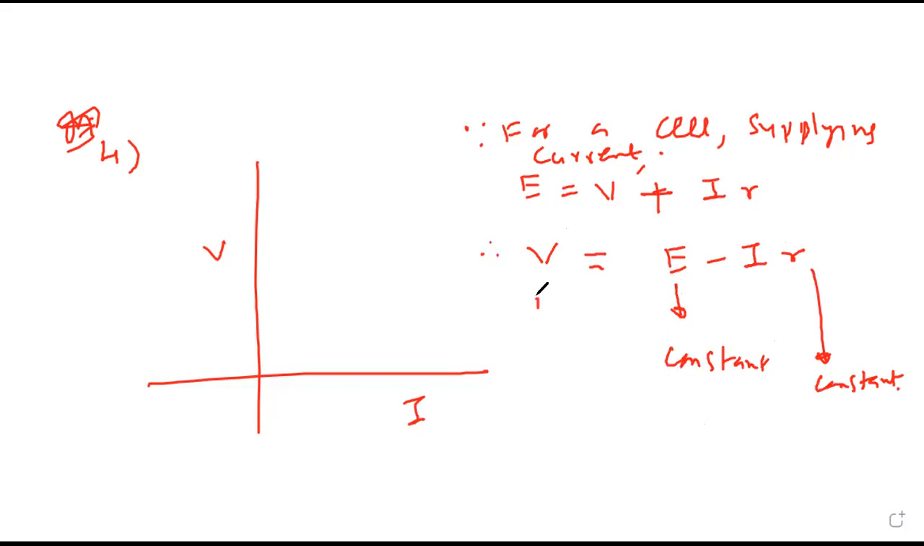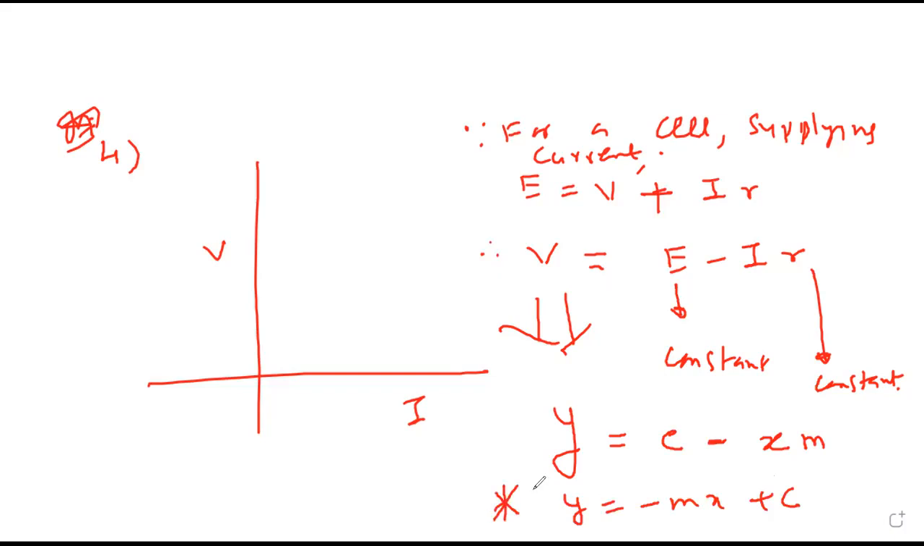So this quantity V is taken along the y-axis. I'm trying to convert the formula into x and y. This is some constant C, minus x is variable. This is constant, I can write m. So it is like minus mx plus c. Such a type of equation you have seen in maths, it is a straight line.